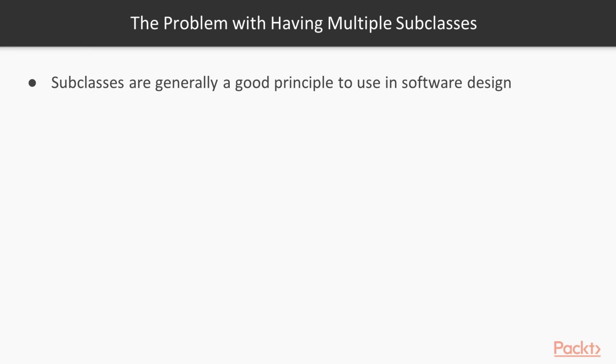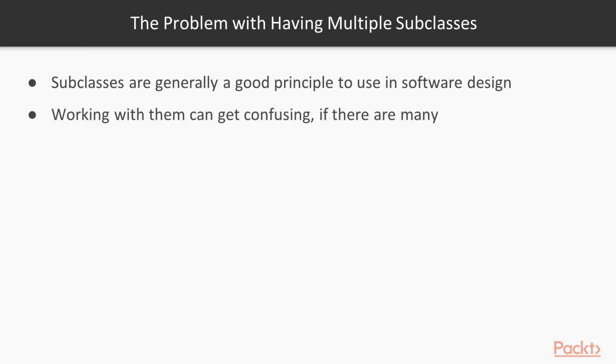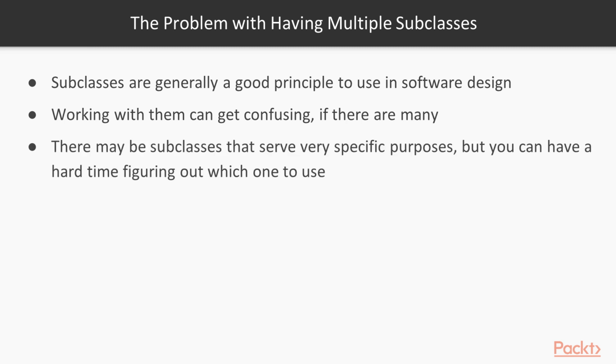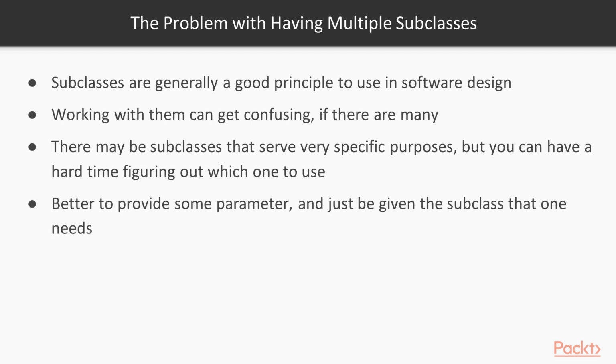The problem with having multiple subclasses. Subclasses are generally a very good principle to use in software design. However, working with them can get confusing if there are many subclasses. Oftentimes, there can be many subclasses that serve a very specific purpose, but you can have a hard time figuring out which one to use. Wouldn't it be nice to provide some parameter to some function and just be given the subclass that you need? Well, this is where the factory pattern comes in.